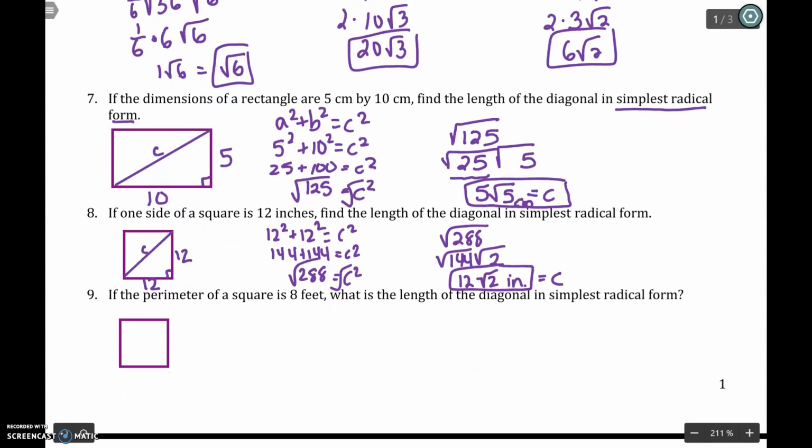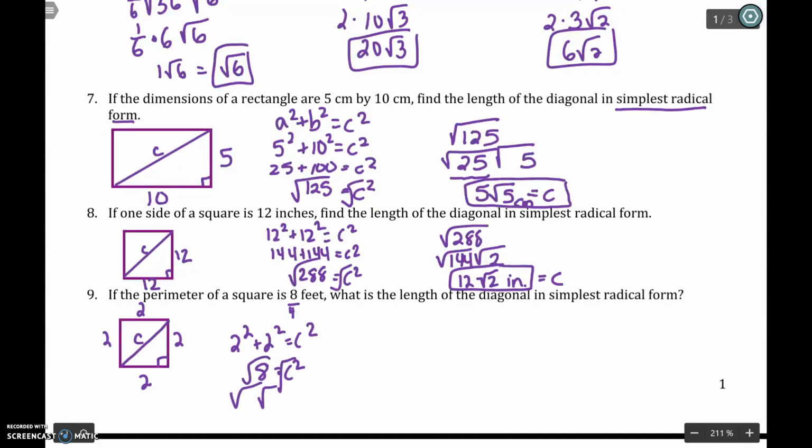And then finally for number 9, the perimeter is 8 feet. Remember, perimeter is all of the sides added up, and if this is a square, that means we're just going to divide it and find that each side then would be 2 feet. And if we're looking for our diagonal, now just like the others, we can do Pythagorean theorem. So 2 squared plus 2 squared equals c squared, and 2 squared plus 2 squared ends up being 8.